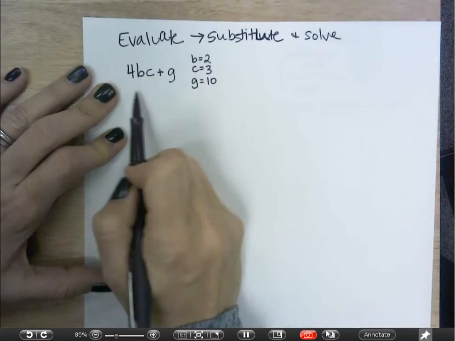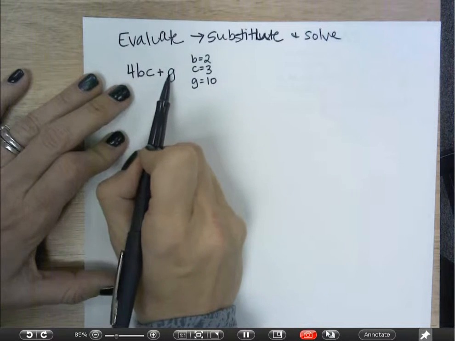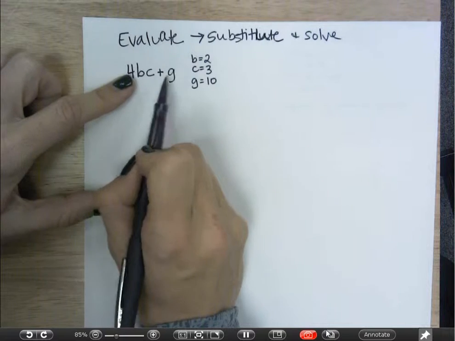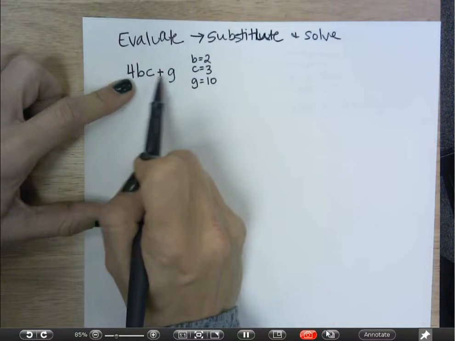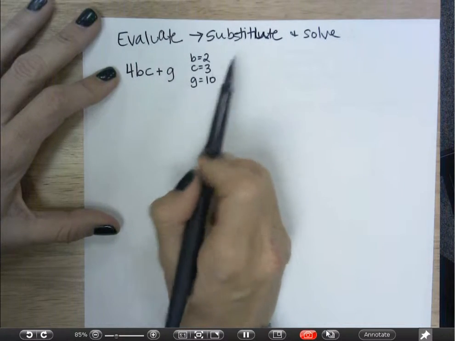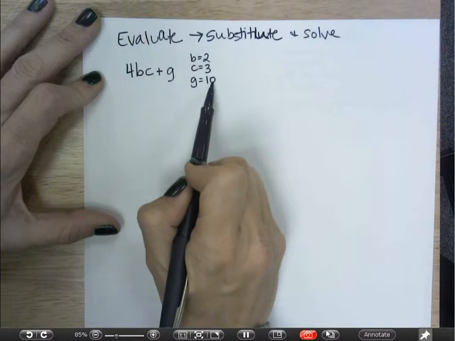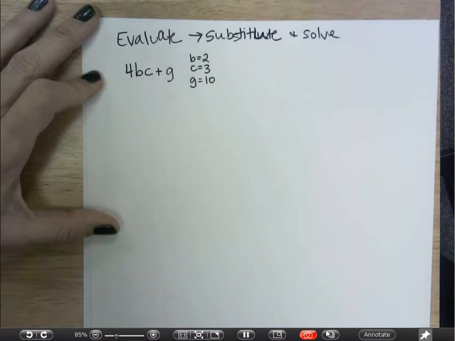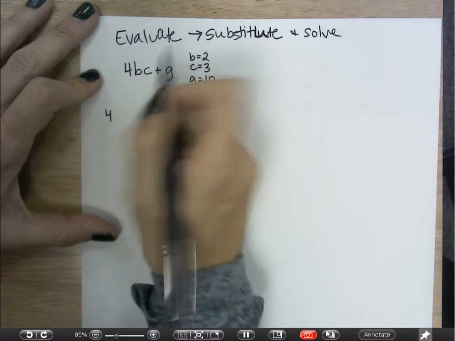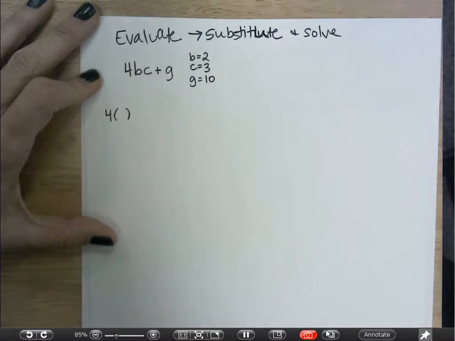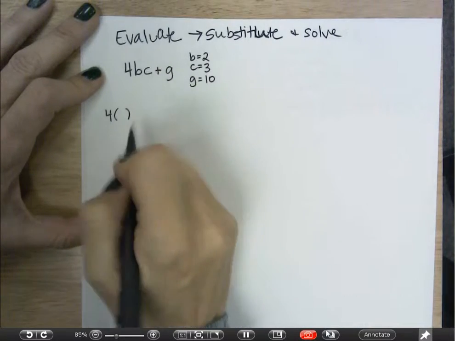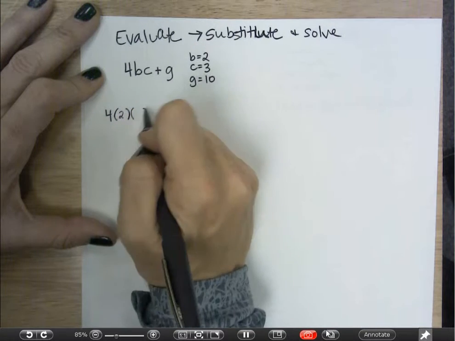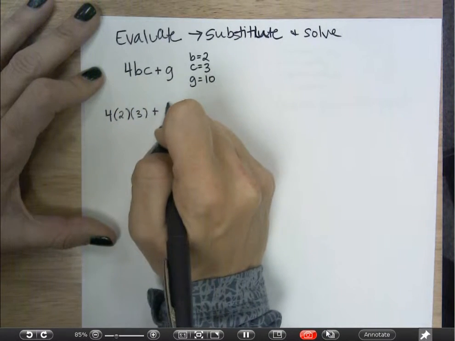If I have this expression right here, and it's an expression because it's missing something, hopefully you're catching what it's missing. If I have this expression 4BC plus G, and I know that B equals 2, C equals 3, and G equals 10, I can substitute these values in for these variables, and then I can solve it. Where B is, I always put parentheses around whatever I'm substituting in just so I know it was a substitution. So B is 2, C is 3, and then we're going to add all that to G, which is 10.